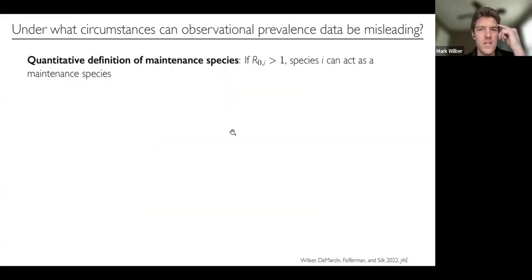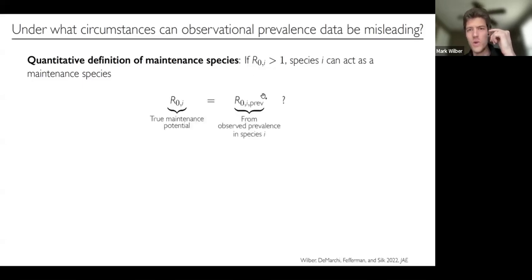So to answer the second question, we need a little more of a quantitative definition of maintenance species. And so we're going to define a maintenance species relative to the R0 of a particular species. If R0 is greater than 1, then a species can actually act as a maintenance species in a multi-host community. And so when we make this statement that prevalence predicts maintenance species, implicitly what we're saying is that I could take my prevalence and derive some estimate of R0 using that prevalence data by itself that would be close to equivalent to the true R0 or the true maintenance potential.